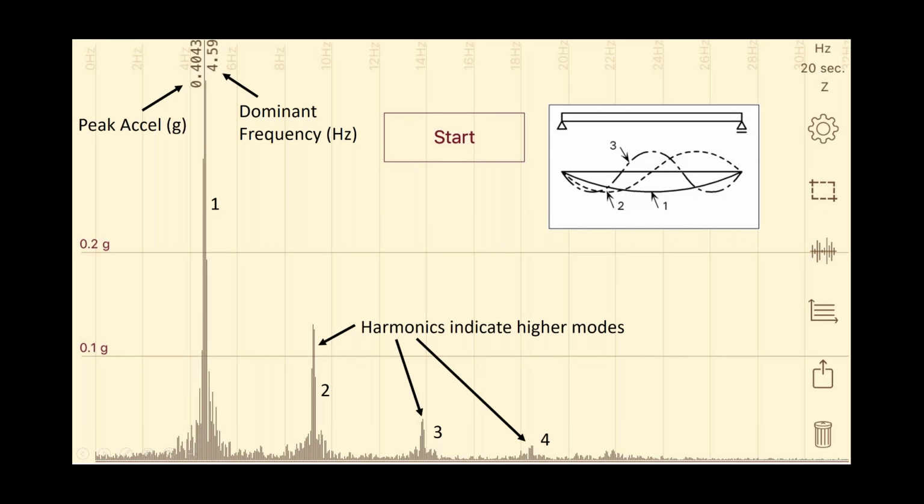And if we look at just the output from that vibration analysis app, the amplitude of the peak acceleration at a frequency is identified, so you can see that. You get the dominant frequency itself. And then in this case, you see some of the harmonics and the higher modes showing up.